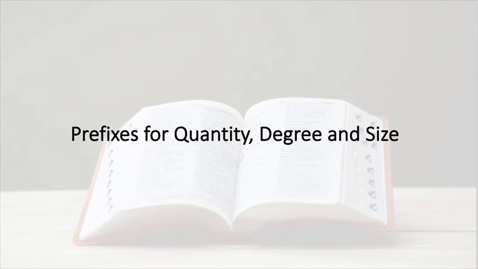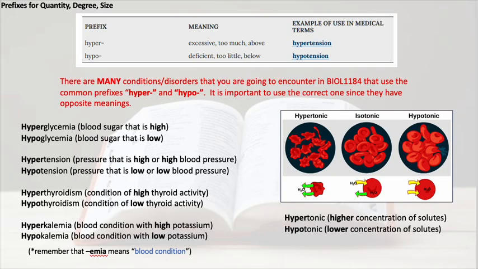Okay, so let's move on to prefixes for quantity, degree, and size. Now, I'm going to start with hyper and hypo. These two prefixes are used in many different contexts. There are many conditions and disorders that use the very common prefixes hyper and hypo. It's important to distinguish which one we're using because they have opposite meanings.